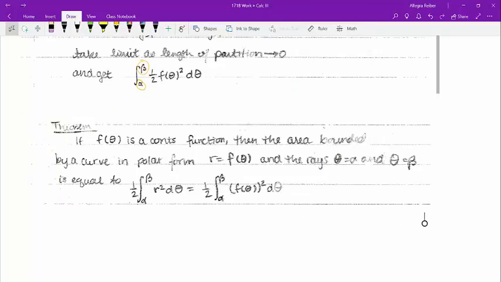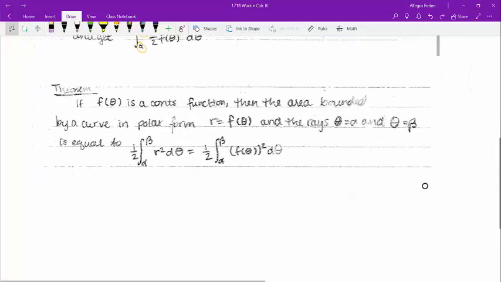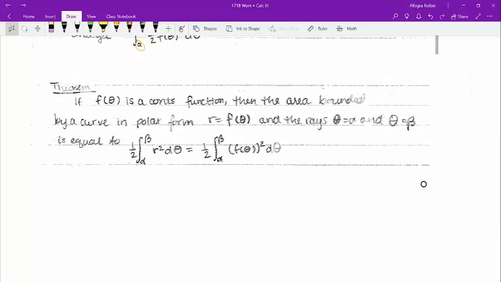And so we obtain the following theorem, or this is the statement of exactly what we're computing. For a continuous function f of theta, the area bounded by the curve with polar form r equals f of theta, and the rays theta equals alpha and theta equals beta, so the area bounded by that curve in polar form, or swept out by it, if you will, is this integral 1/2 from alpha to beta of f of theta squared d theta. Let's look at an example, sort of a proof of concept.